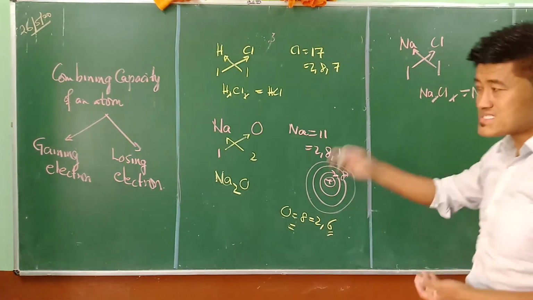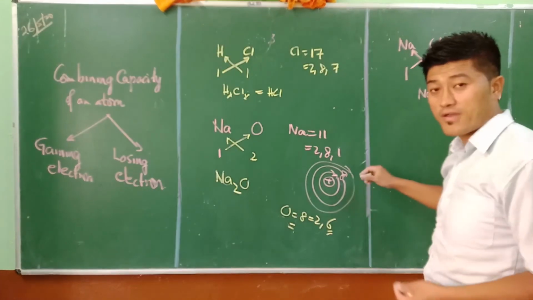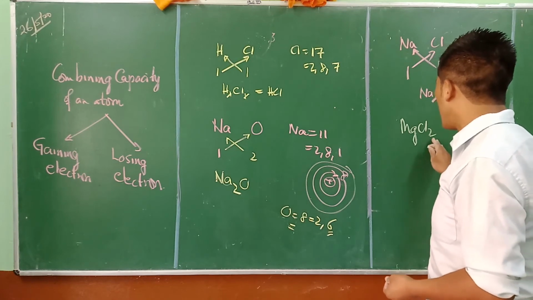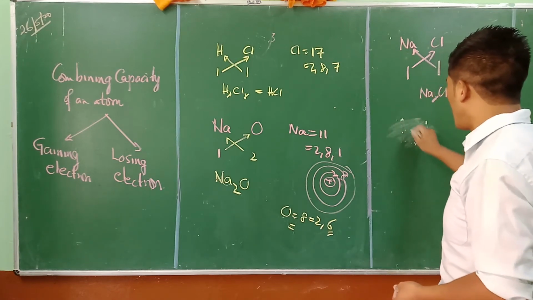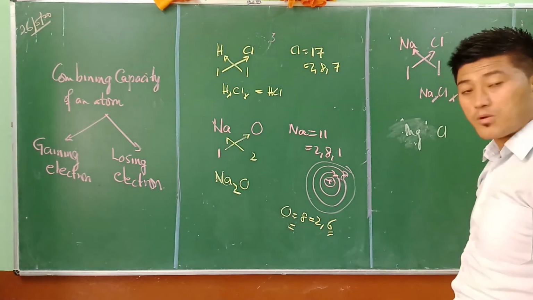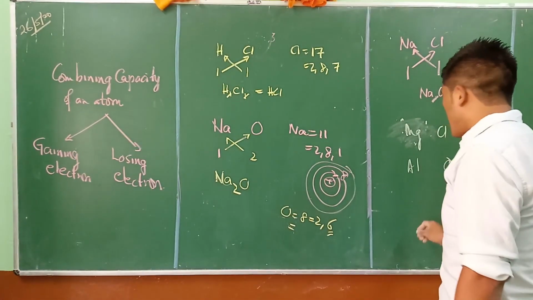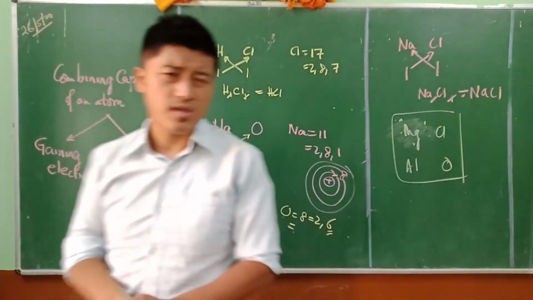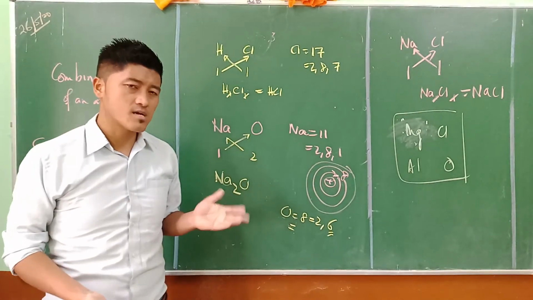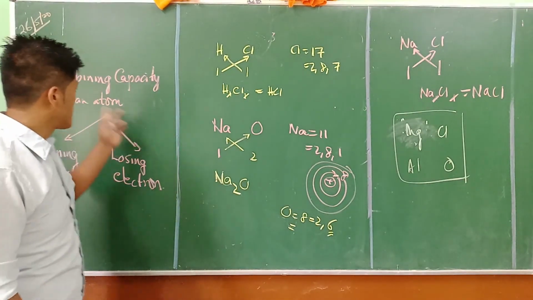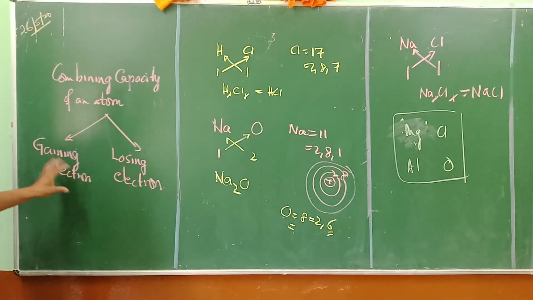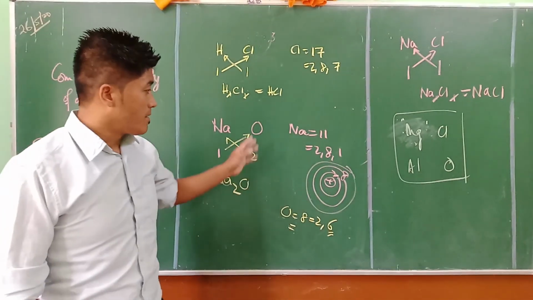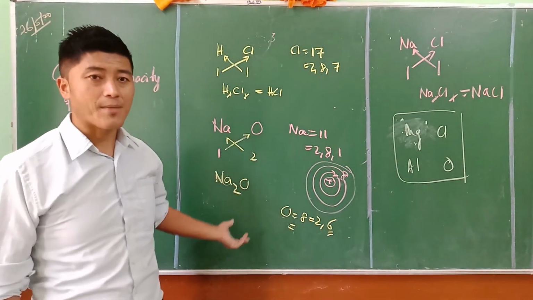So by using this valency method, maybe you can try to find out the magnesium chloride. Try to see what kind of formula you are getting between magnesium and chlorine, aluminum and oxygen. Is that clear? Try to find it out. I hope this is not a difficult task if you understand the concept of valency. So valency in general means the combining capacity of an atom by gaining electrons or by losing electrons. So this is the concept of valency. By using the valency method, we can find out the chemical formulas also.